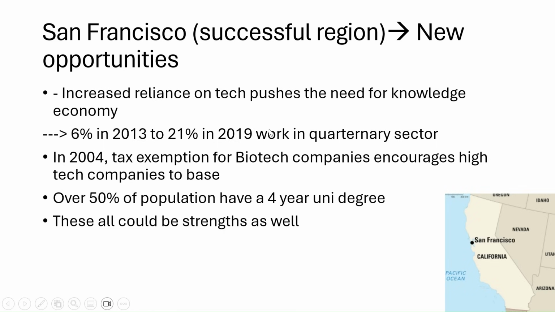So it's this idea that the growing need for the knowledge economy will mean that this area, San Francisco, will grow. And in 2004, they had a tax exemption for biotech companies, and this encourages more biotech companies to base within the region. So again, it's establishing new industries, and it's these policies that have created the success and opportunities for San Francisco. And over 50% of the population have a 4-year uni degree. So again, this is like a blessing and a curse. You can argue this makes it successful as there's a high talent pool, but there's also massive competition, so not everyone will get the top jobs.